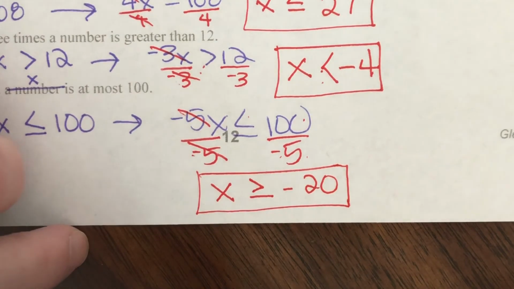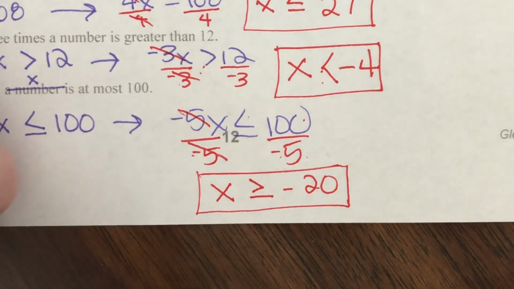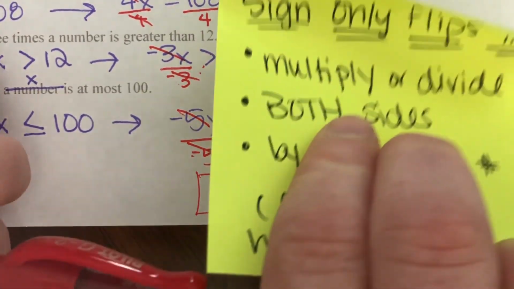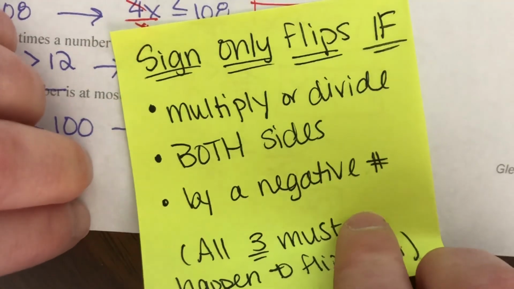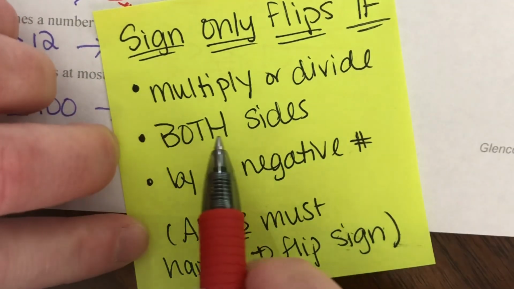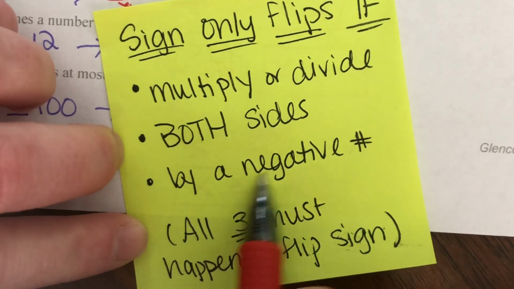Okay, pretty straightforward for multiplication and division. Just remember your properties of fractions mostly, right? And do not forget, I know I keep putting this down, it's annoying, but do not forget, your sign only flips if you're multiplying or dividing both sides of an inequality by a negative number.